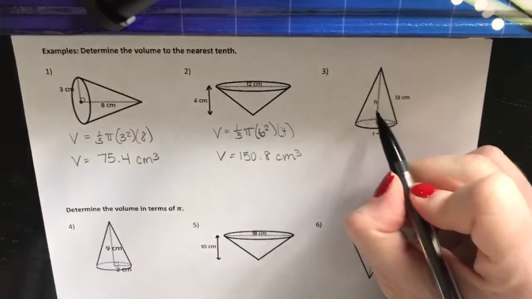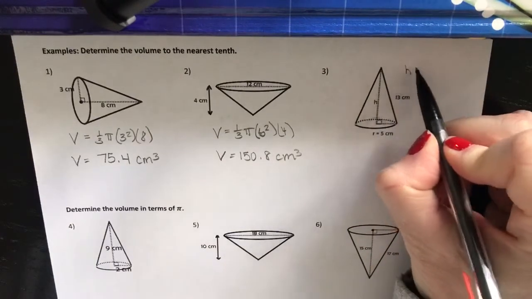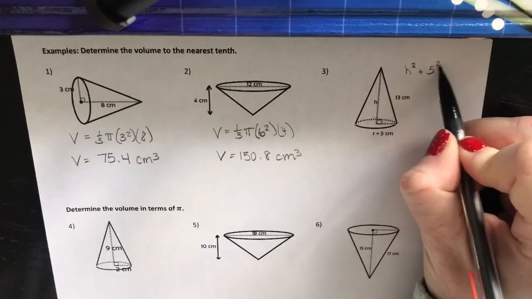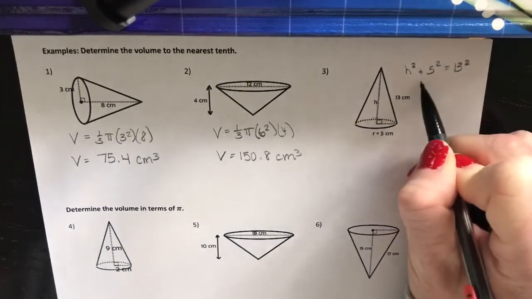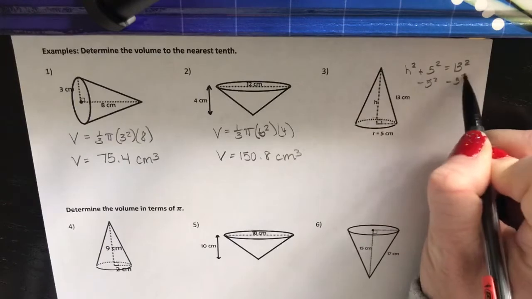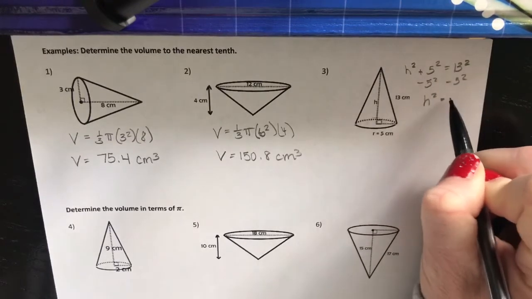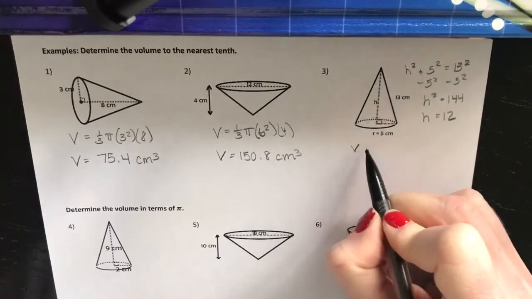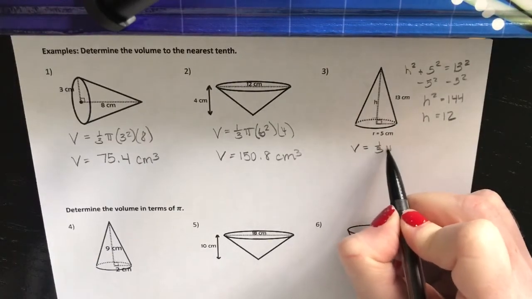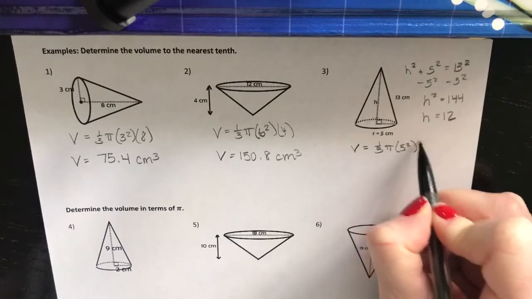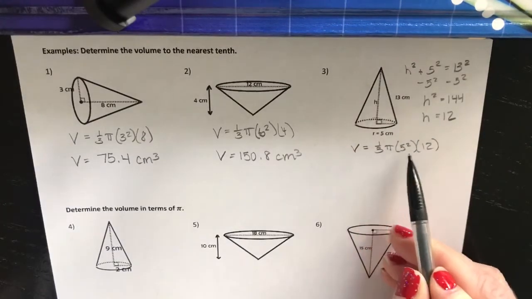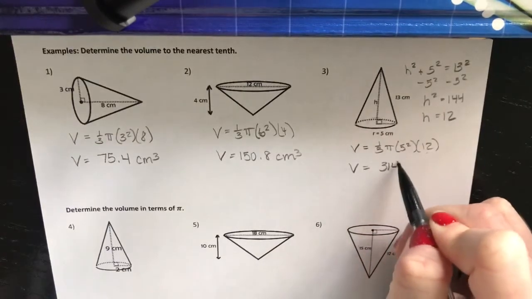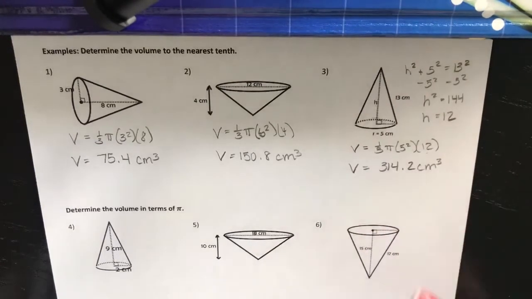This one over here is another one where the height is missing, so I'm going to do the Pythagorean theorem up here. Height squared plus 5 squared for your radius is equal to 13 squared. I'm going to get rid of that 5 squared, and I get h squared is equal to 144, so h is equal to 12. Now I can do the volume. 1/3 pi 5 squared 12. Volume is 314.2 centimeters cubed.